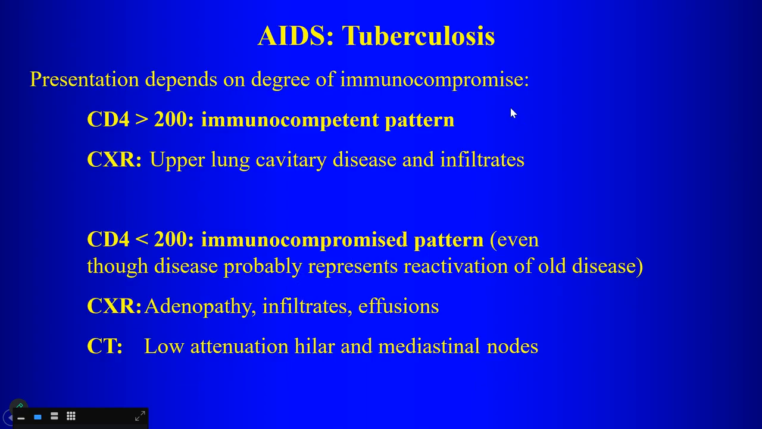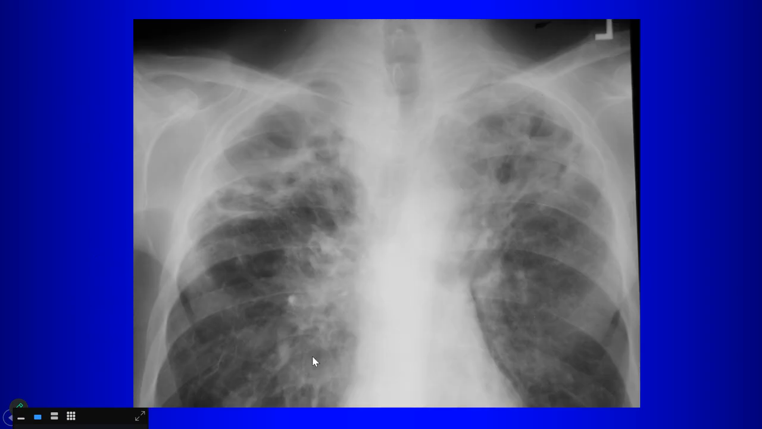So with tuberculosis, if the CD4 count is greater than 200, they tend to get an immunocompetent pattern on the chest radiograph, upper lung cavitary disease and consolidations. If the CD4 count is less than 200, even though the disease probably represents reactivation of old disease, they will get that immunocompromised pattern of lymphadenopathy, consolidations, effusions, especially lymphadenopathy. Low attenuation lymph nodes with peripheral enhancement, like we see there.